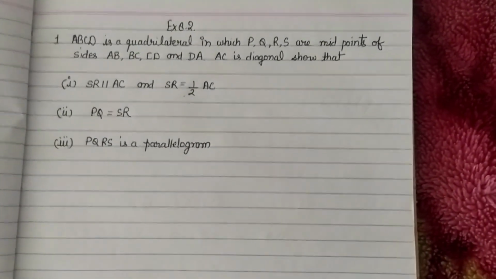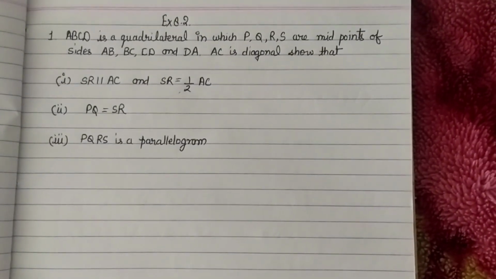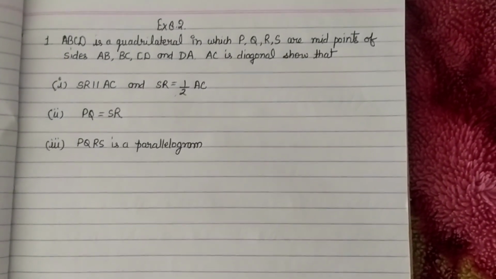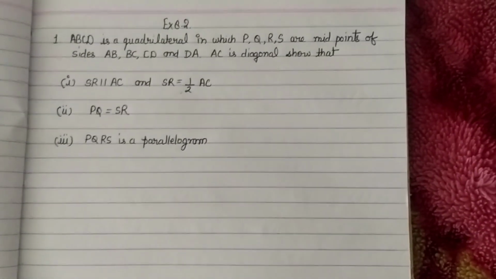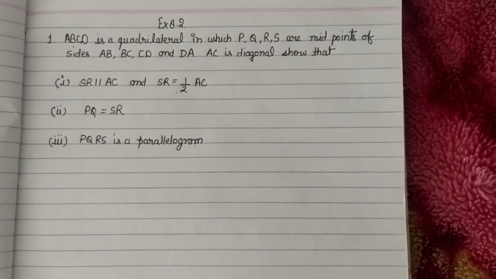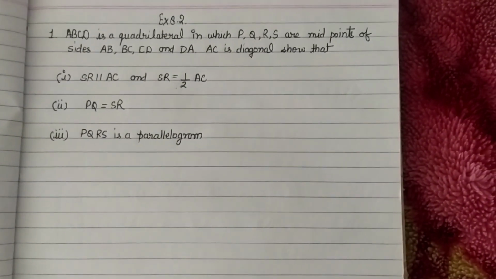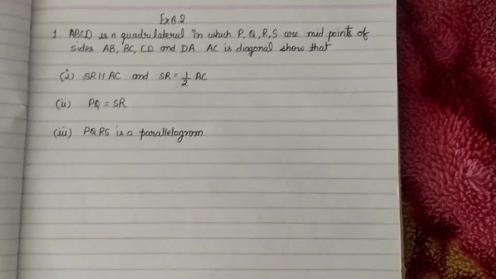The first question of exercise 8.2 says: ABCD is a quadrilateral in which P, Q, R and S are midpoints of sides AB, BC, CD and DA. AC is a diagonal, so that SR is parallel to AC and SR is half of AC. Second, PQ is equal to SR and PQRS is a parallelogram.